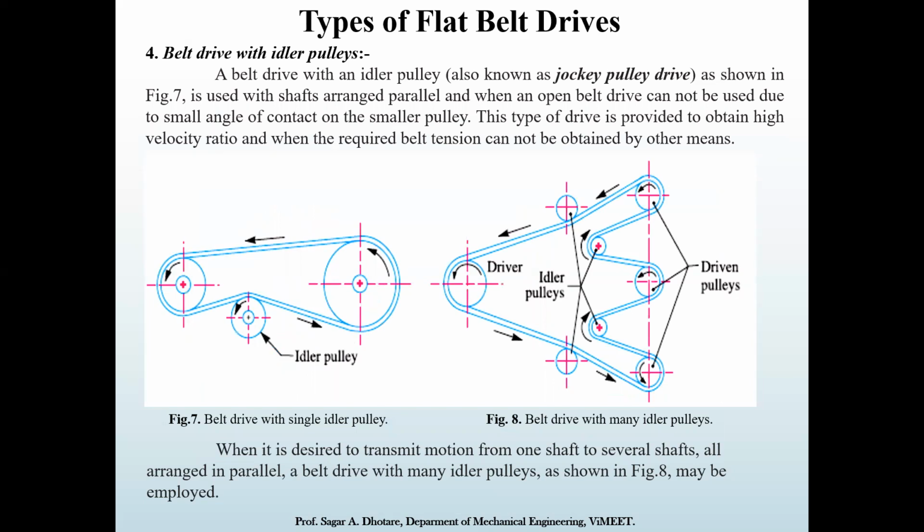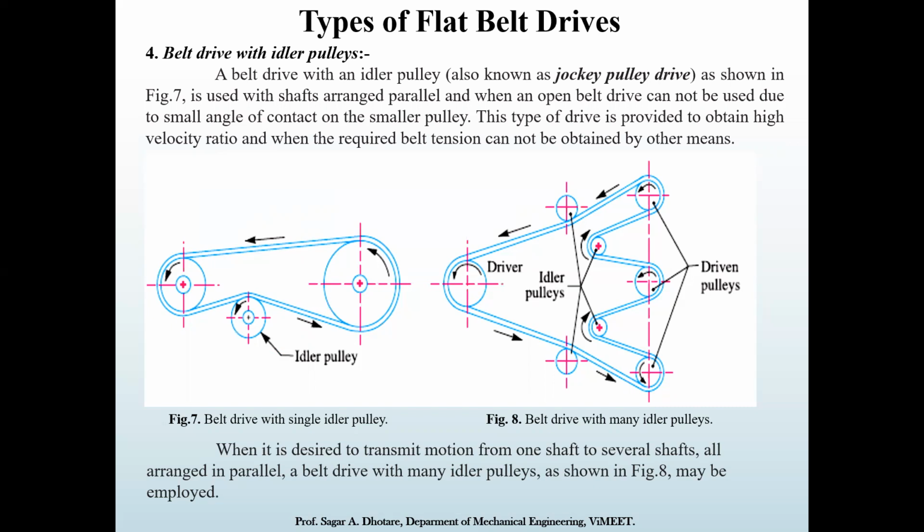Now, belt drive with idler pulleys. Idler pulleys play an important role in maintaining the tension between the driver and driven pulley. So here we can use the idler pulley. The belt drive with the idler pulley, also known as a jockey pulley, is used with shafts arranged parallel when an open belt drive cannot be used due to the small angle of contact. We can increase the angle of contact.